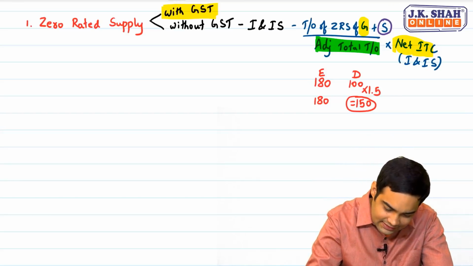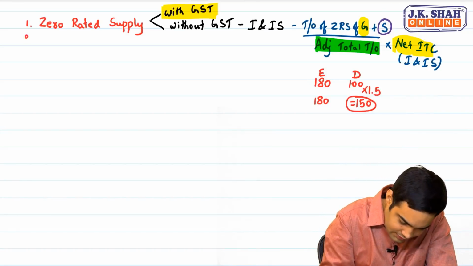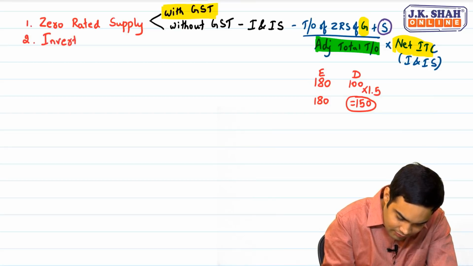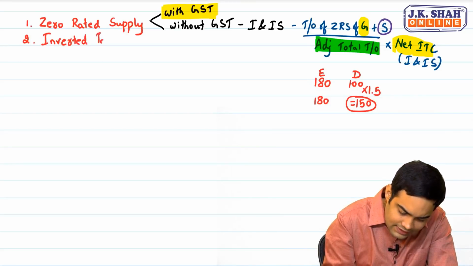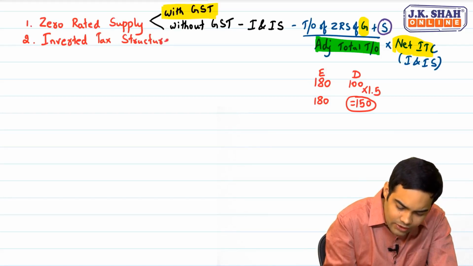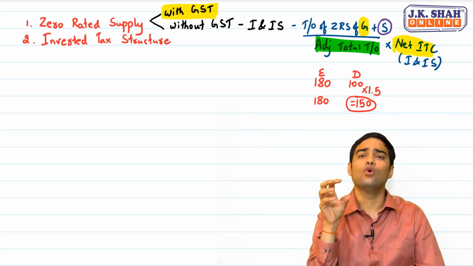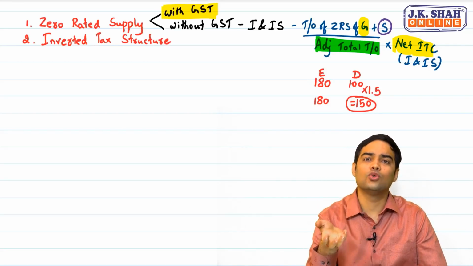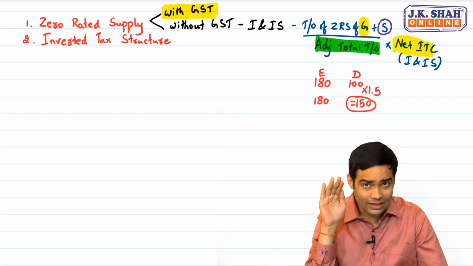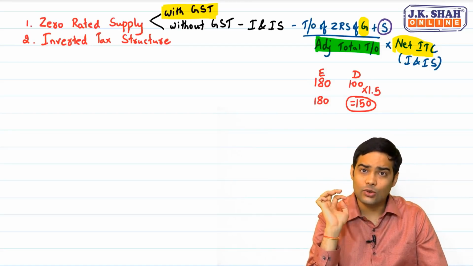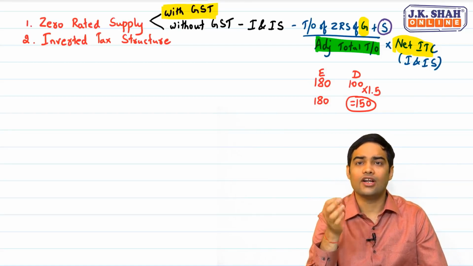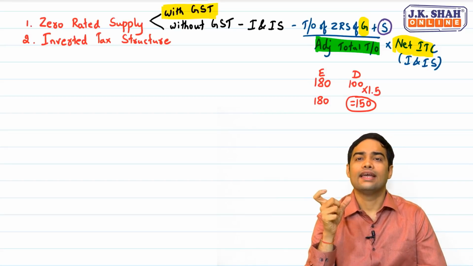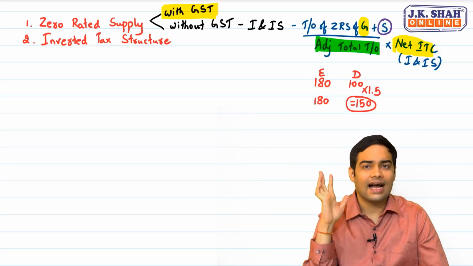Okay, so this was the first one. The second discussion which we are going forward with is inverted tax structure. Very important. What is inverted tax structure? In case of inverted tax structure, what happens? My output is subject to a lower rate, my input is subject to a higher rate. I can claim a refund of tax which is being accumulated as ITC.